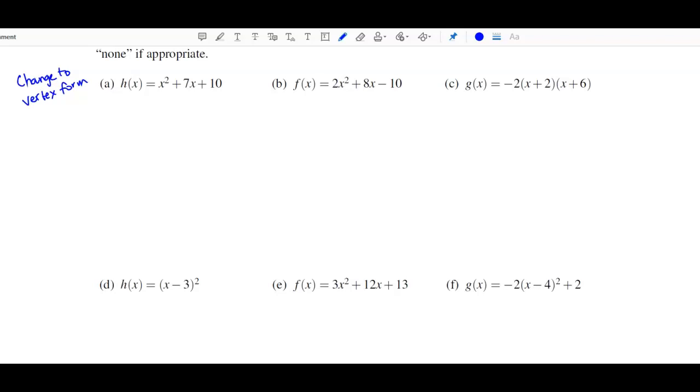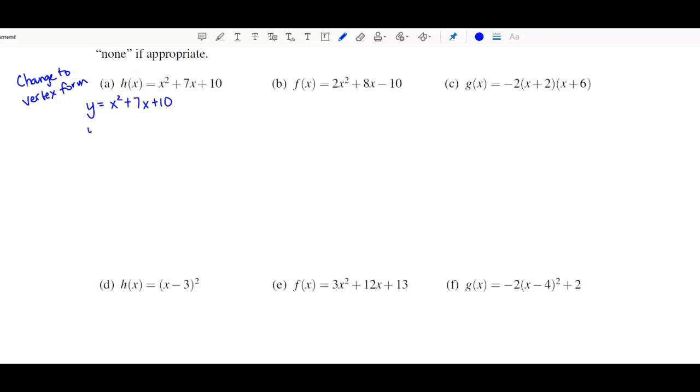So I'm going to rewrite this as just y instead of h of x, just to make it a little bit more simple. So y equals x squared plus 7x plus 10. And remember, when you're changing it to vertex form, you're keeping everything on the same side of the equal sign. When it's set equal to 0, that's when you're solving it, right? Like we did before. So since the leading coefficient on this is 1, that will be fine for us.